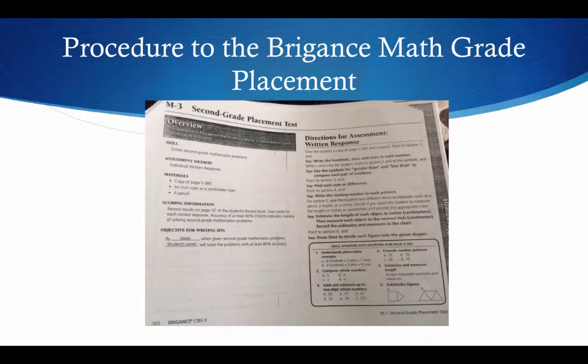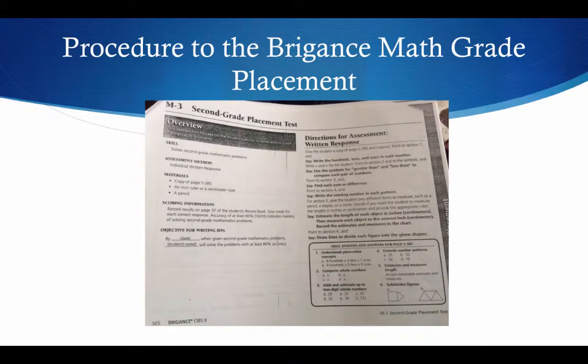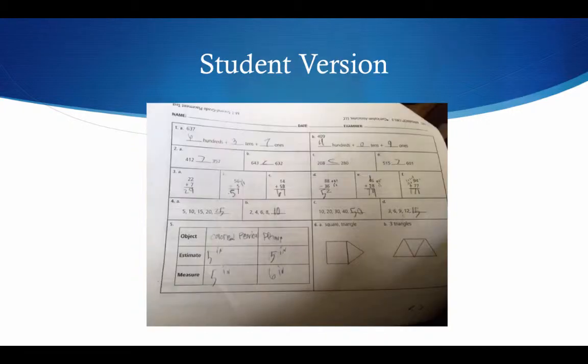For section 5, give the student 2 different items to measure, such as a pencil, a stapler, or a comb. Decide if the student should measure the length in inches or centimeters and provide the appropriate ruler. So then you would tell them to estimate the length of each object in inches or centimeters. Then measure each object to the nearest inch or centimeter. Record the estimates and measurements in the chart. So I gave the student a colored pencil and a phone, and the student measured each one in inches. For section 6, you would point to section 6 and say, draw lines to divide each figure into the given shapes. And there you can see the student did this.